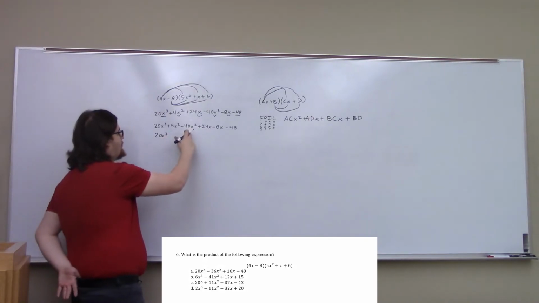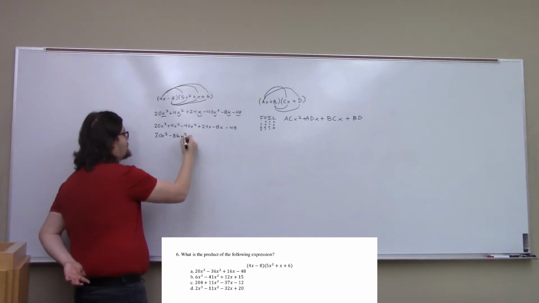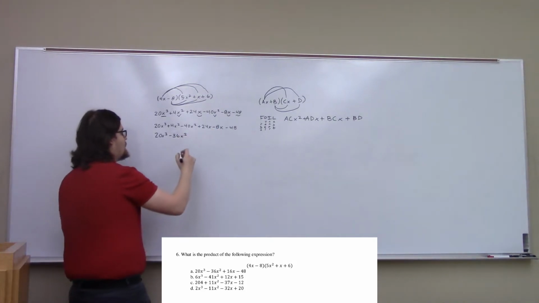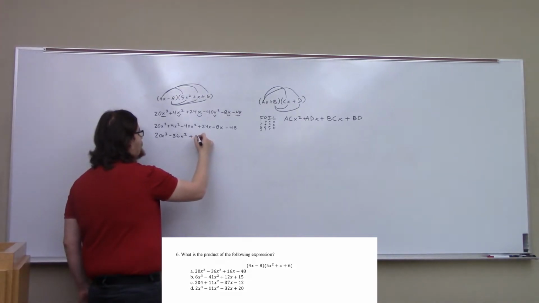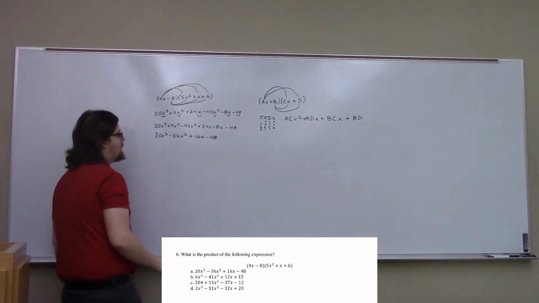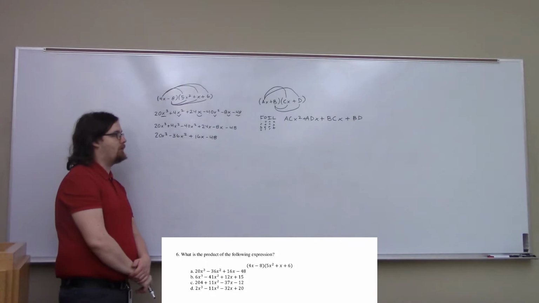Then we have 4x squared minus 40x squared. That gives us -36x squared. Then we have 24x minus 8x. That gives us positive 16x minus 48. And if we look at our answer choices, we can see that this matches with answer choice A.